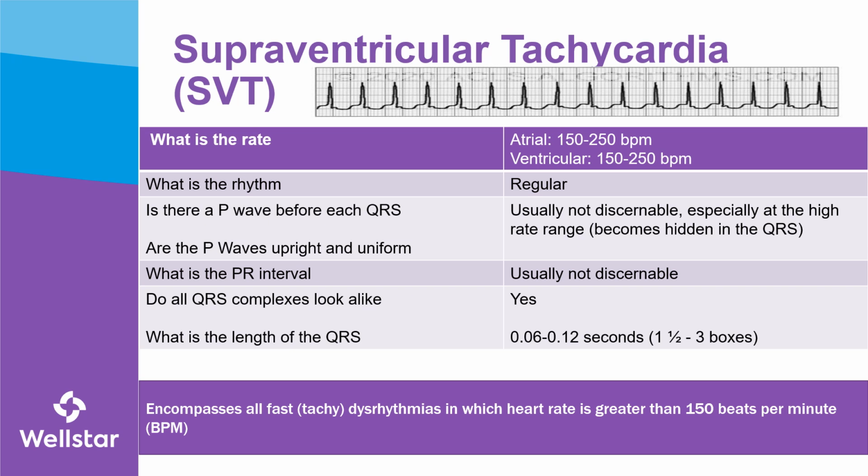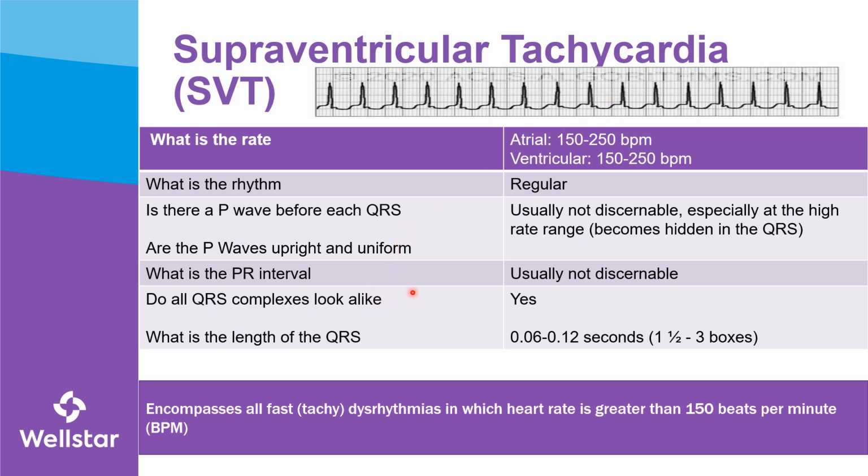The rhythm is regular, so when you take your calipers and measure from R to R, it's going to be regular, which can be different from an AFib RVR, which in that case would not be regular, or it can be too fast to tell whether it is AFib RVR versus SVT. Is there a P wave before each QRS complex? Again, usually not discernible, especially at the high rate range; it becomes hidden in the QRS. So in SVT, the P waves are buried in there.